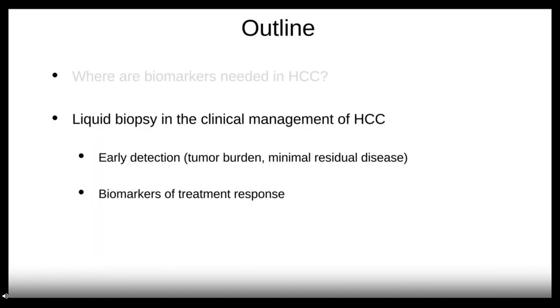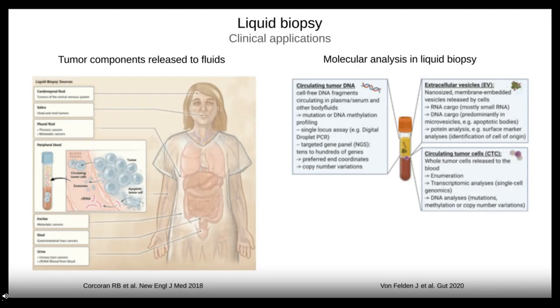Let's move on to the second part of the presentation, where I will discuss in a little more detail what I think is going to be the role of liquid biopsy in the management of patients with HCC. For those of you who are not familiar with this concept, liquid biopsy entails the analysis of tumor components that are released to the bloodstream or any other biological fluid, but we'll focus on the blood, as most of the people working with liquid biopsy do.